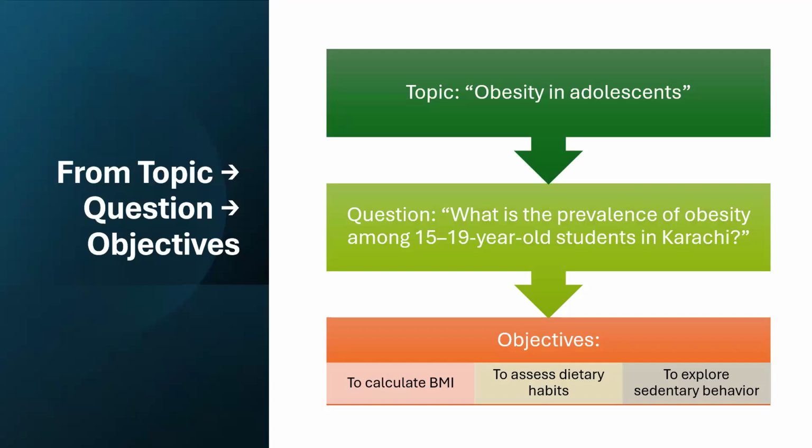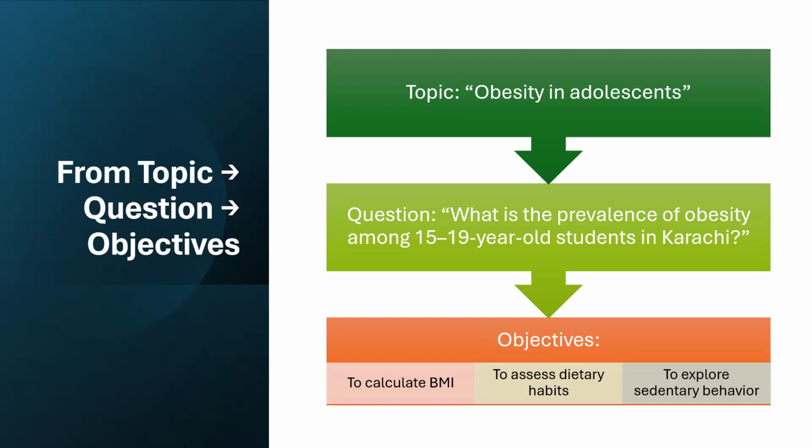For example, going from topic to question to objectives, let's suppose this is your topic: obesity in adolescence. This is the topic which you want to study. The research question is: what is the prevalence of obesity among 15 to 19-year-old students in Karachi? Let's say you want to conduct that particular study in Karachi. So the research objectives will be to calculate BMI, to assess dietary habits, and to explore sedentary behavior. These things will help you to complete your study.